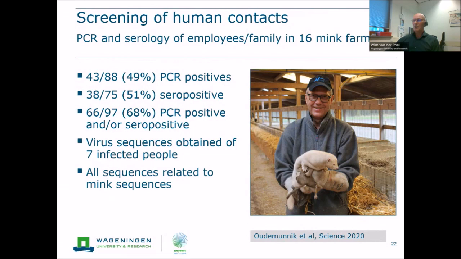So what happened? The virus was first spread by people into the farms, and then through the enormous excretion of virus by the mink, the people that worked in the farms were infected from the mink. So the infection first went from people to mink and then backwards to people. And this paper was published in Science last year.